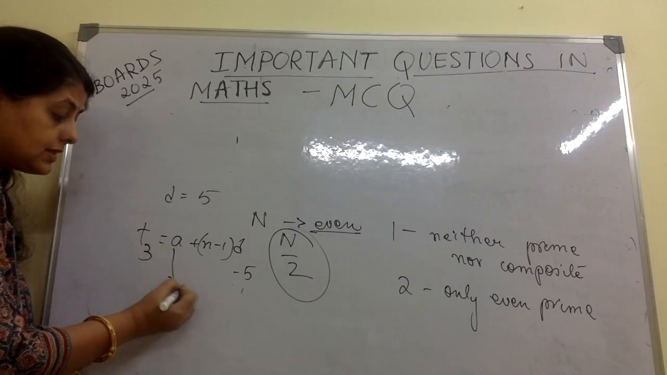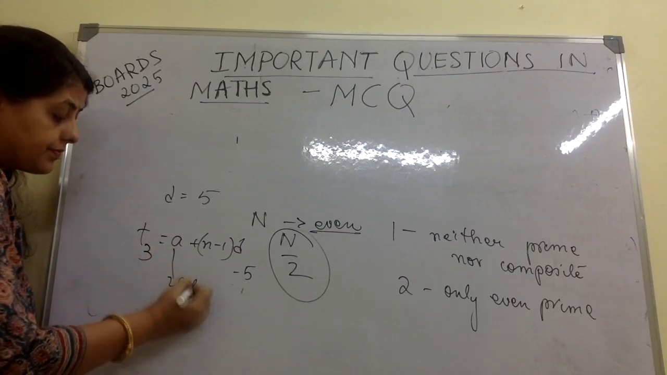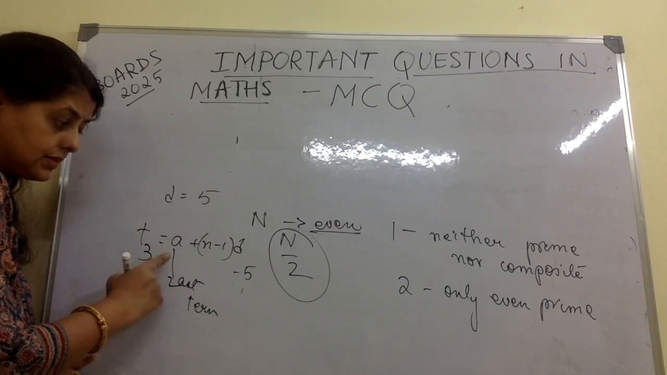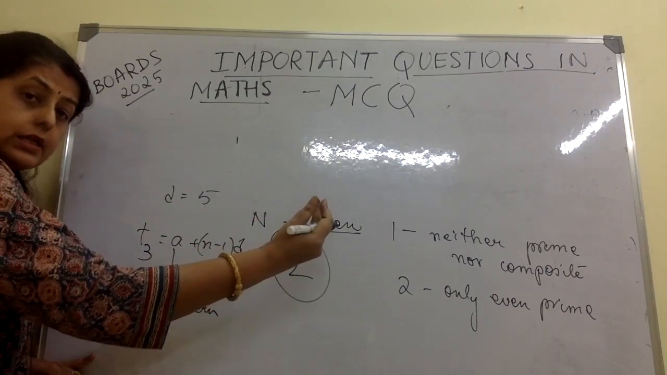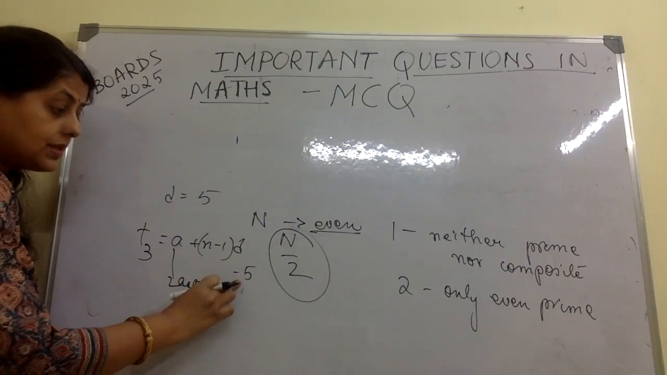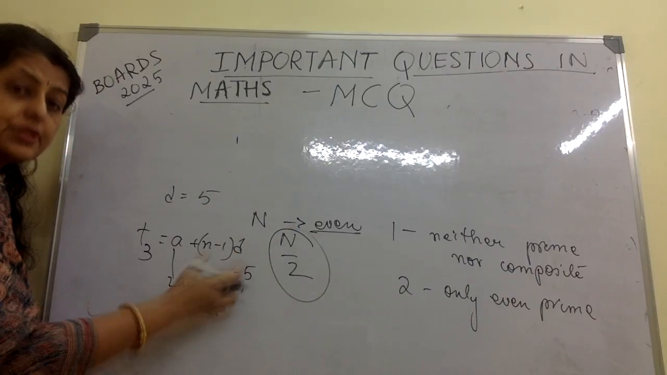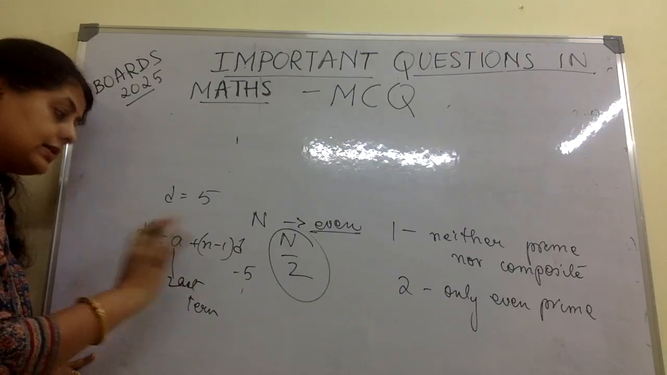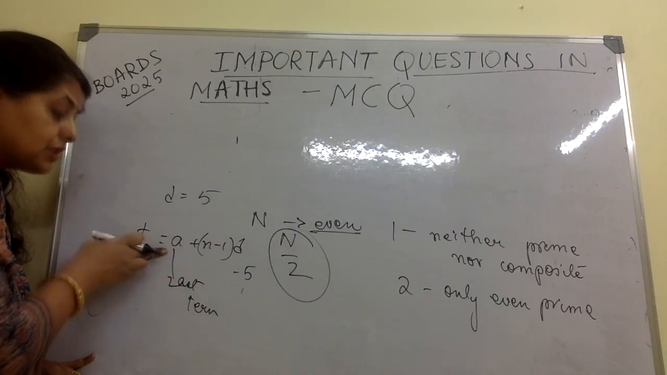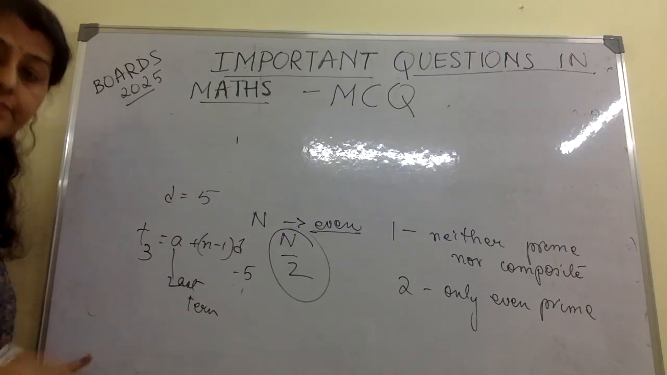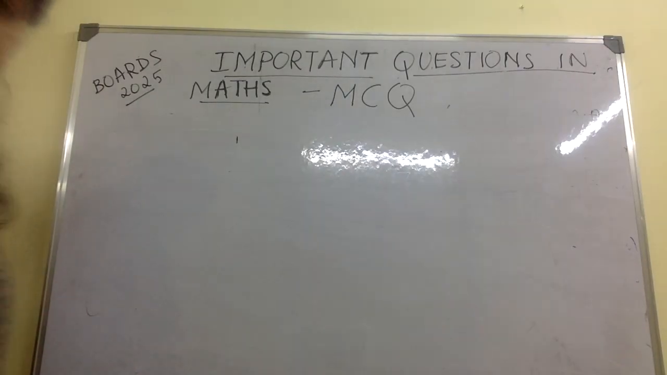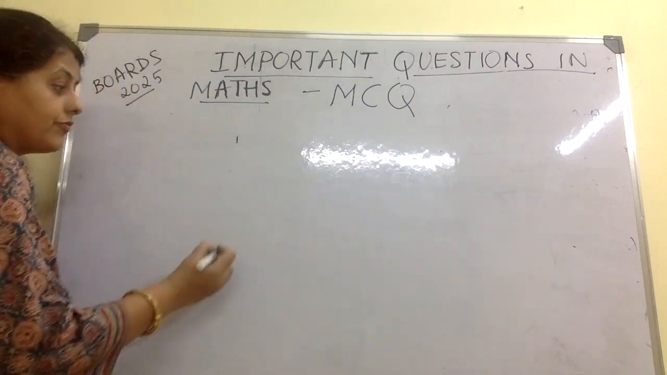What is a? This is the last term. Take this as the last term, use d as negative. If d is positive going forward, then coming backward from the end, take it as negative, just the opposite sign. Rest, this is T3. So your last term becomes your first term when you're coming from the end. That's it. No confusions.